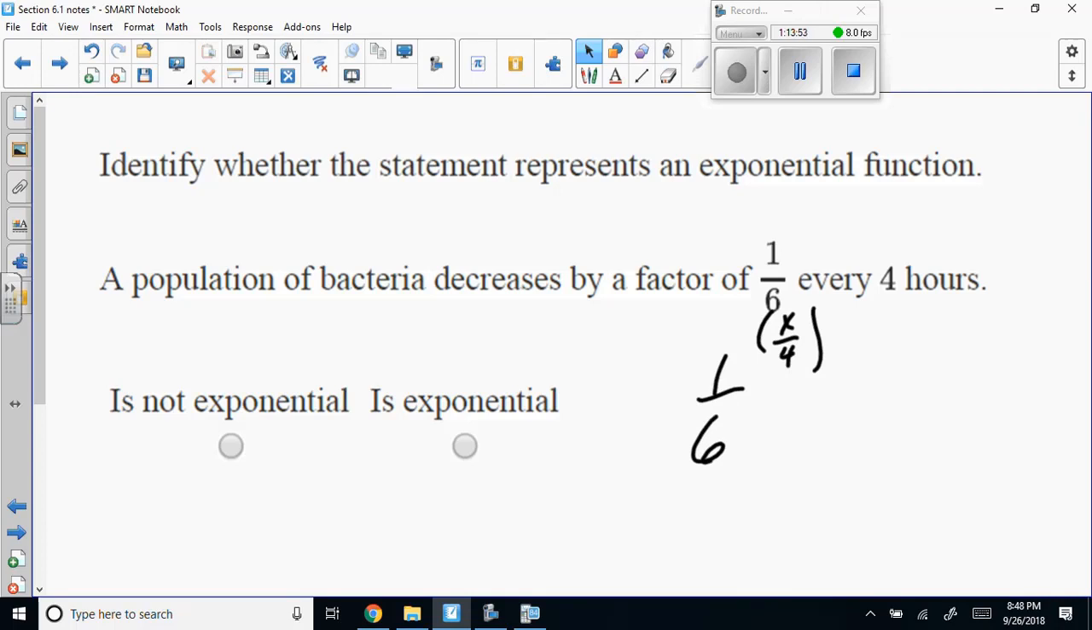So something happens every so often, like rabbits multiply every 21 days or something. I don't know, some crazy thing, right? Populations or stuff. This is a time delay before it happens again, like every 4 hours. So it is an exponential. Okay, decreases by a factor.